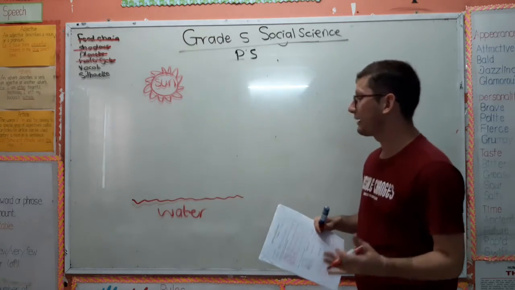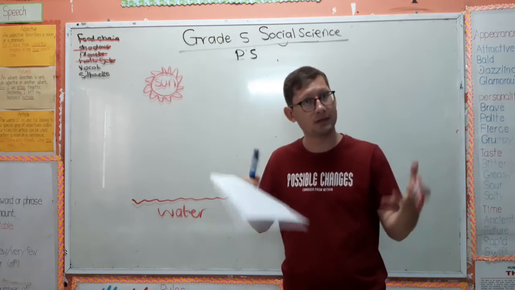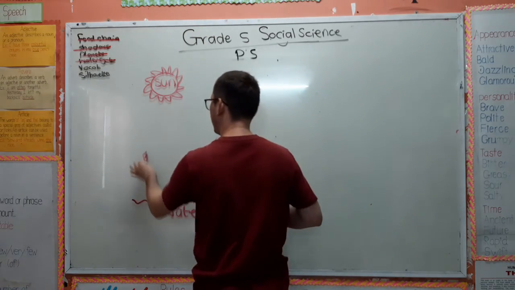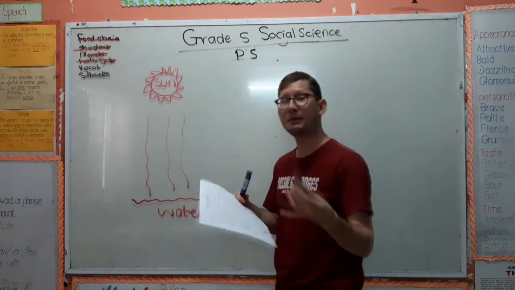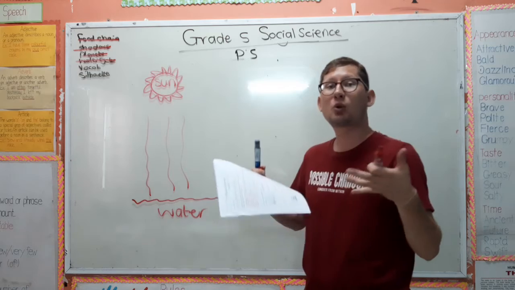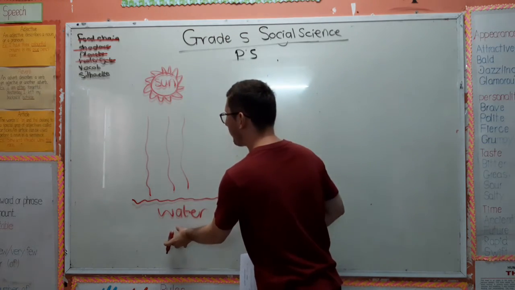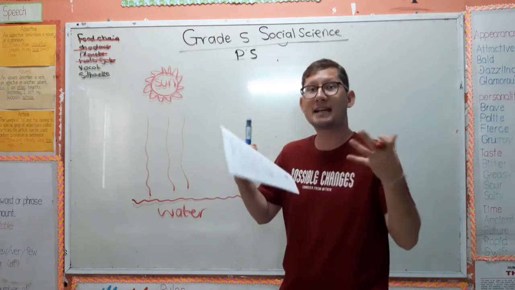Okay, we have the sun. The sun absorbs the water. So the water goes up to the sun, meaning it goes into the air, into the atmosphere. So it is called evaporation. Whenever the sun absorbs the water into the air, it becomes a gas.